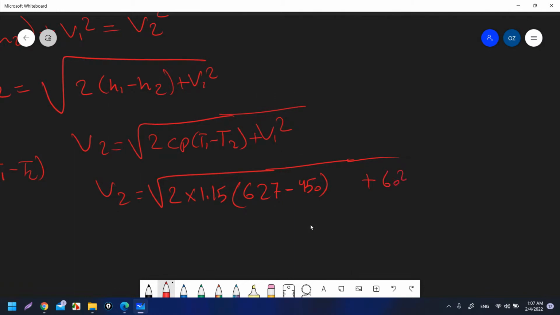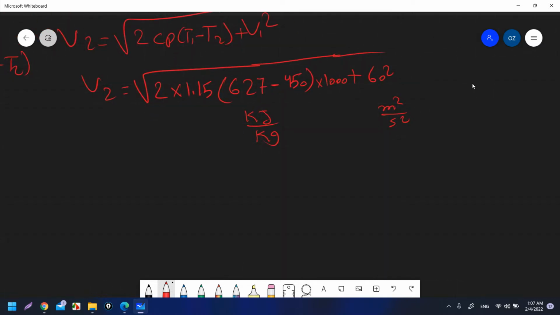Plus 60 squared. This one is in kilojoule per kilogram. It is enthalpies. This one is meter squared per second squared. I mean, meters over second, the velocity squared will be meter squared over second squared. So they have different units. I usually said when you have velocity divided by 1000, because we want exergy, we want work, so we want kilojoule per kilogram. Here we want the opposite. We want the velocity. So I will multiply by 1000.